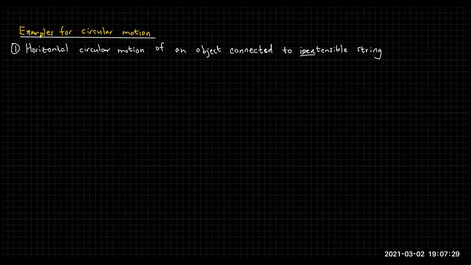Inextensible means you cannot apply Hooke's law. So the length of the string is constant. It's like a rope. You can think of a rope. So that is pretty straightforward.